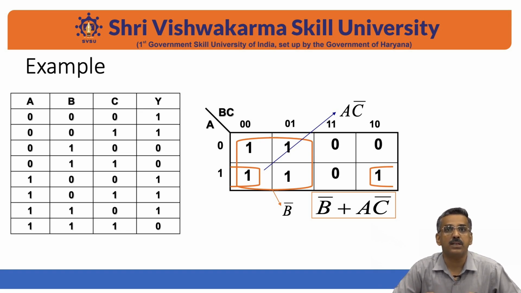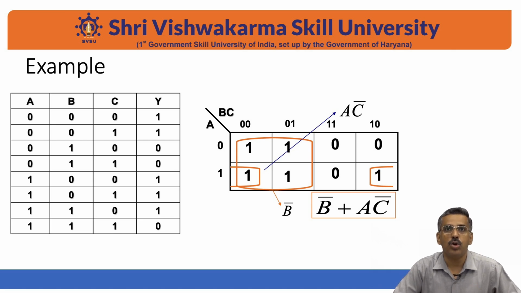We are supposed to take only the variable which is unchanged. In this grouping b is unchanged, so we are considering b for the Boolean expression, and its value is 0. So we will represent it as B bar, because in this case the value of b is constant, equal to 0. So we are representing this group of all four as B bar.